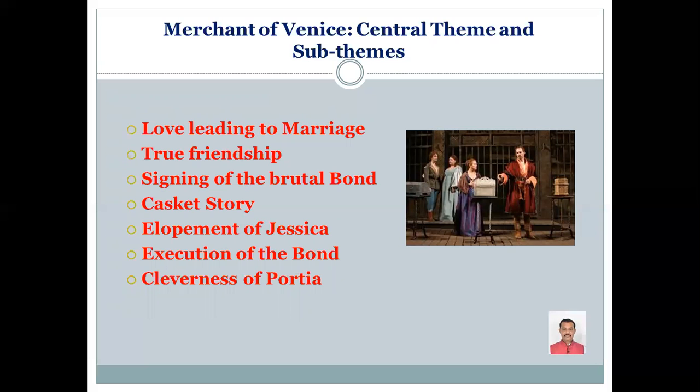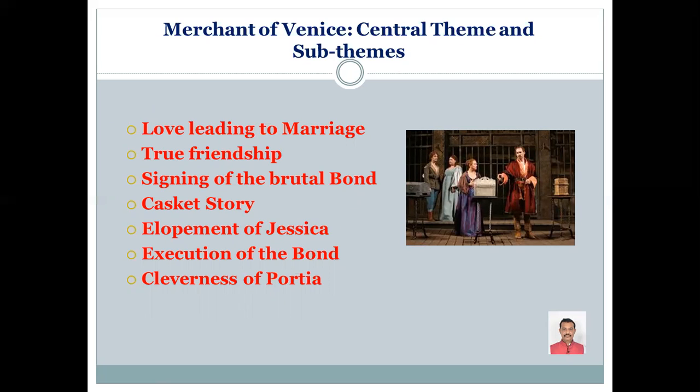As usual in the comedies of William Shakespeare, we find that the central theme is love, and that love is leading to marriage. But here also, before that love leads to marriage, some other themes have been mingled by the dramatist, and sometimes those sub-themes go parallel with the central theme of the play. The theme of true friendship is there, friendship between Antonio and Bassanio. Then how Antonio helps his good friend Bassanio and how he endangers his life, that theme is there.